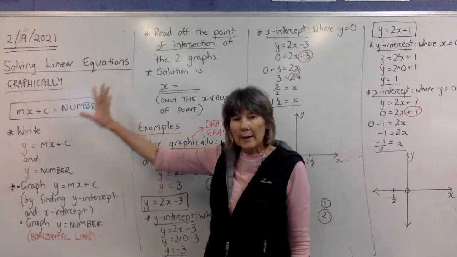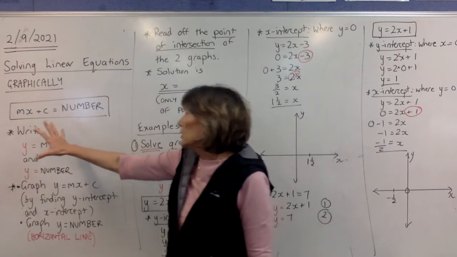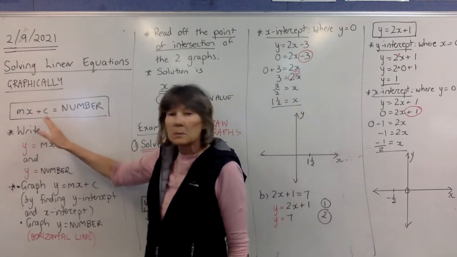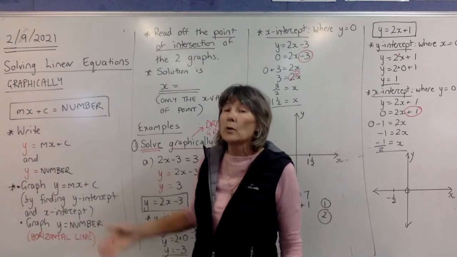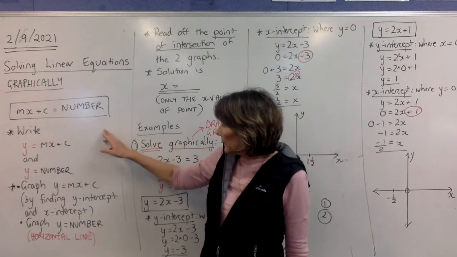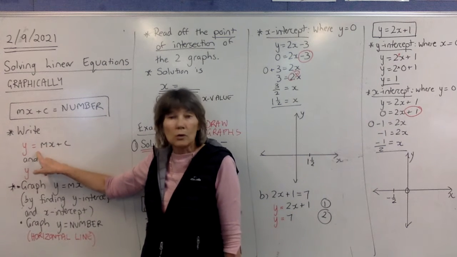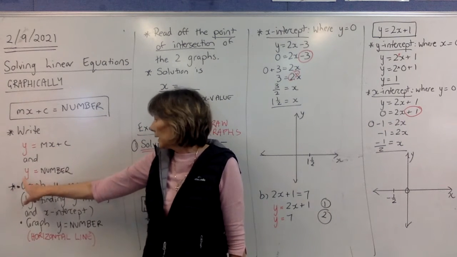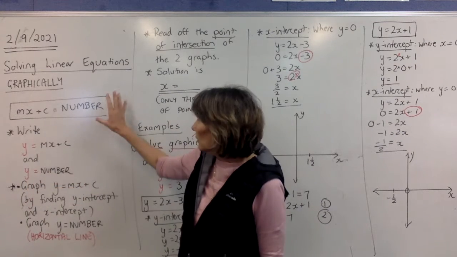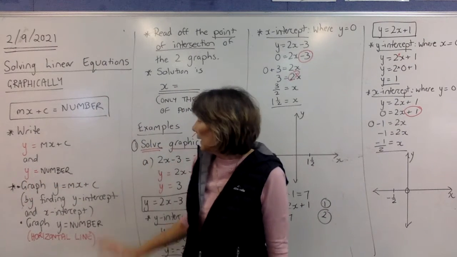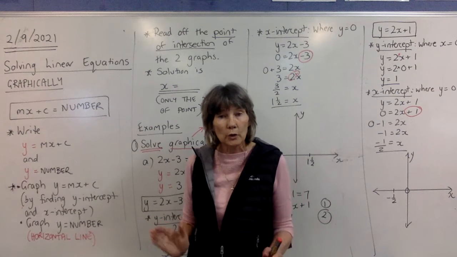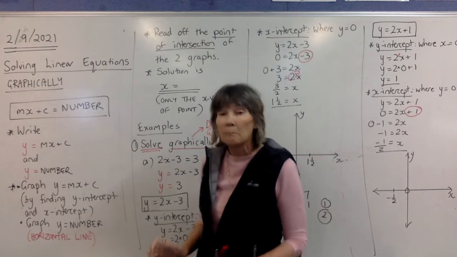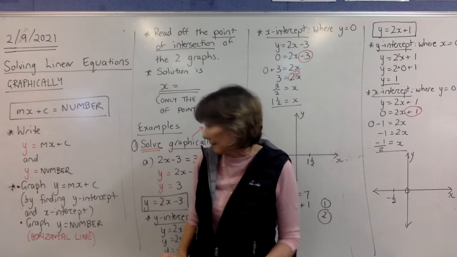Okay, so if you look at the equations we're doing, it has on one side something that looks like mx plus c, and on the other side you'll have just a number. So what we do is we get y equals and write that in front of mx plus c, and we get y equals and write it in front of the number. Now by doing that we're creating two separate equations, which is going to result in two separate graphs. But we're going to do it all on the one number plane.